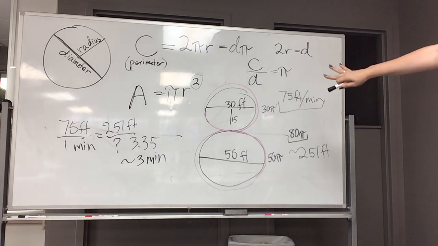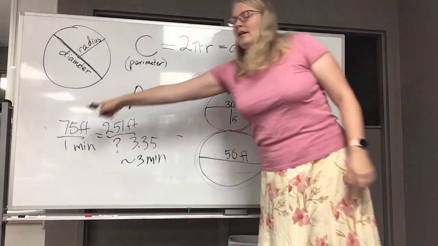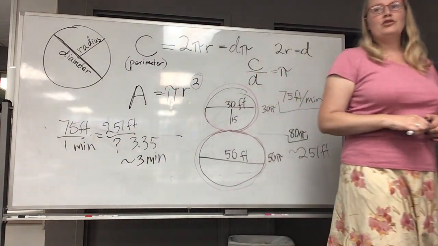So we've got our circle perimeter in there. We also had a little bit of a rate review, which is good. Again, anytime you have per, it means divide. If you need to set up that proportion, do that.